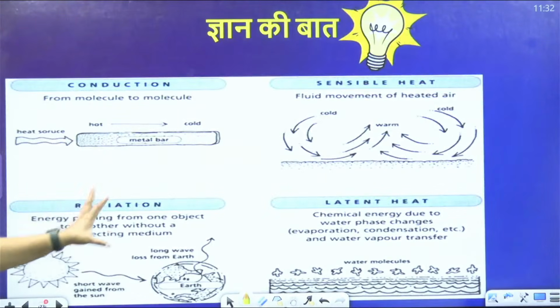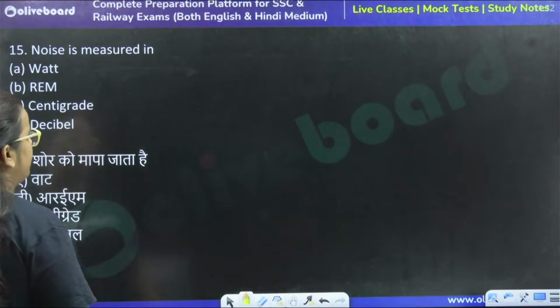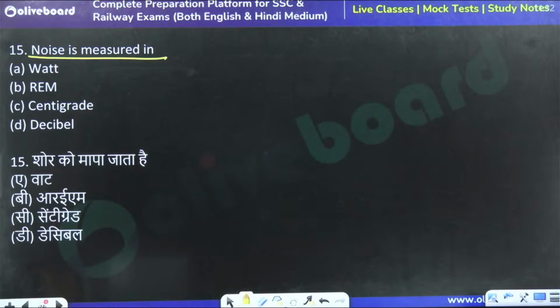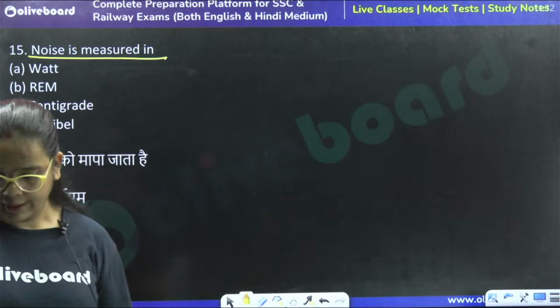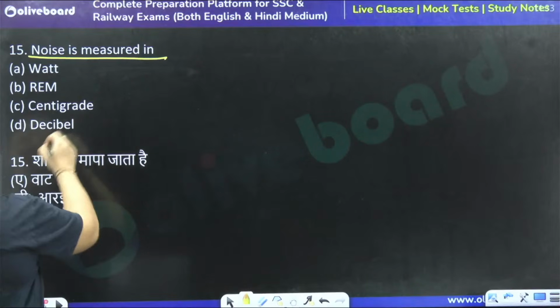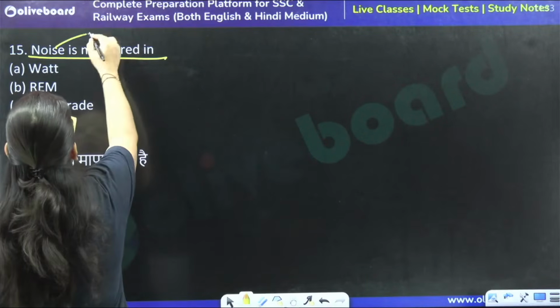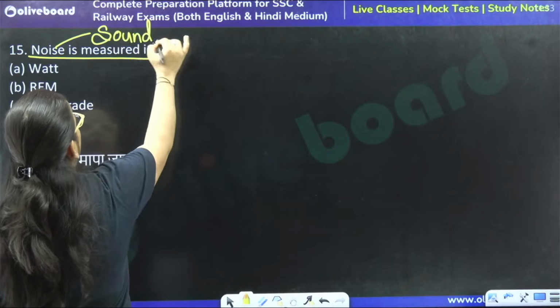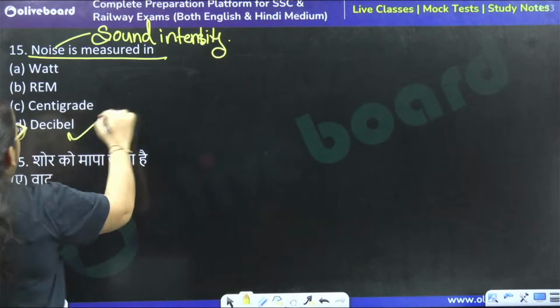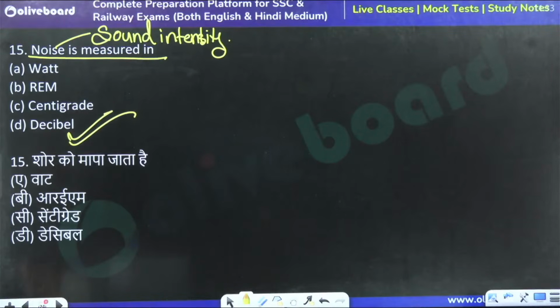Next. So this is the part. Next question is, noise is measured in? Noise is measured in sound intensity, right? And it is also measured in decibel.